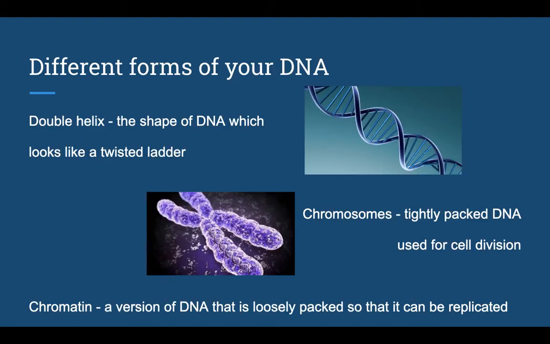There are different forms to your DNA. First, we have the double helix, which is the shape of DNA, which looks like a twisted ladder, as you can see here in the picture on the right. Chromosomes, here in the middle left, are tightly packed DNA that is used for cell division, forming an X shape. And chromatin is a version of DNA that is loosely packed so it can be replicated, generally looking like a mass of spaghetti noodles, as I would describe it.